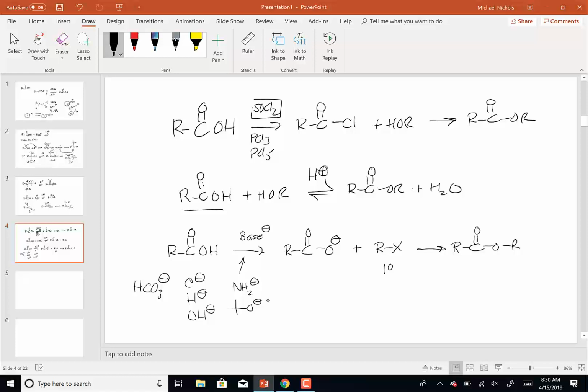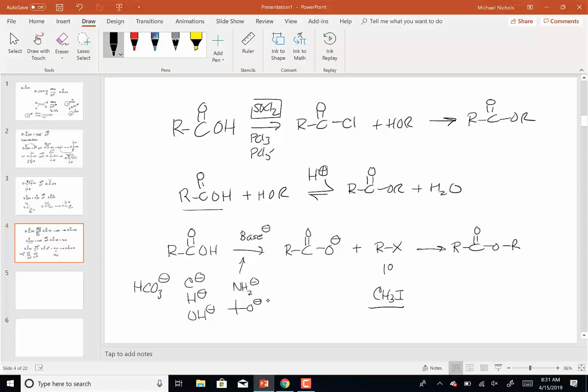But you can do this SN2 reaction. That's okay. It's allowed. But you're really limited here by the type of alkyl halide. It's really got to be primary. And it would be best if it was like methyl iodide, methyl chloride, methyl bromide.